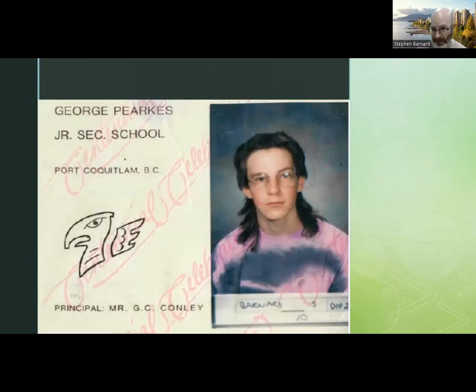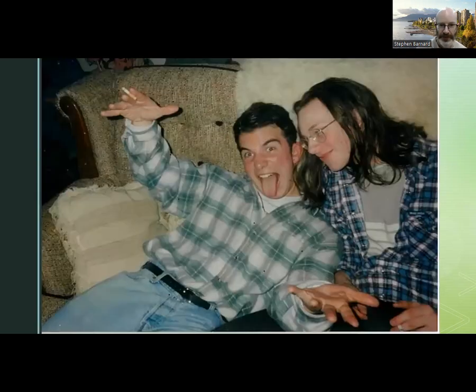Just to give you an example of how this played out in everyday life, this is a picture of my bus pass from middle school. And you can see I had a hairstyle which was called the mullet. This is where your hair is long, going down the back, but relatively short in the front. Or as we used to say, business up front, party in the back.